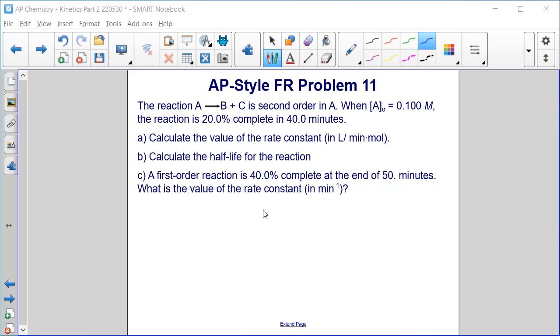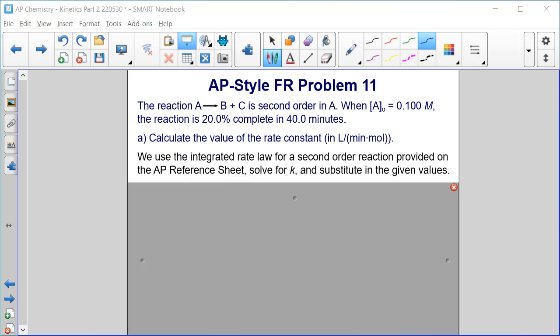And then part C: a first order reaction is 40% complete at the end of 50 minutes. What is the value of the rate constant in inverse minutes? The reaction A produces B plus C is second order in A.